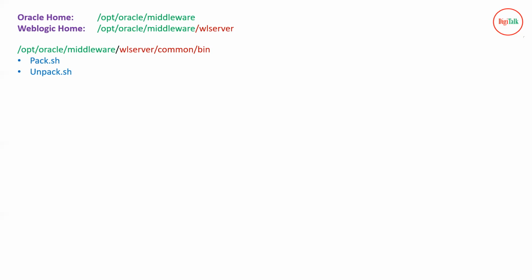For that, you have a utility called pack and unpack that is shipped with Oracle WebLogic server, which is inside your WebLogic home, common, bin. With the pack utility, you can pack your domain in a jar template, copy that jar template to node two, and then extract it with the help of the unpack command. And then you have to start your admin and managed servers. That means your horizontal clustering is completed.